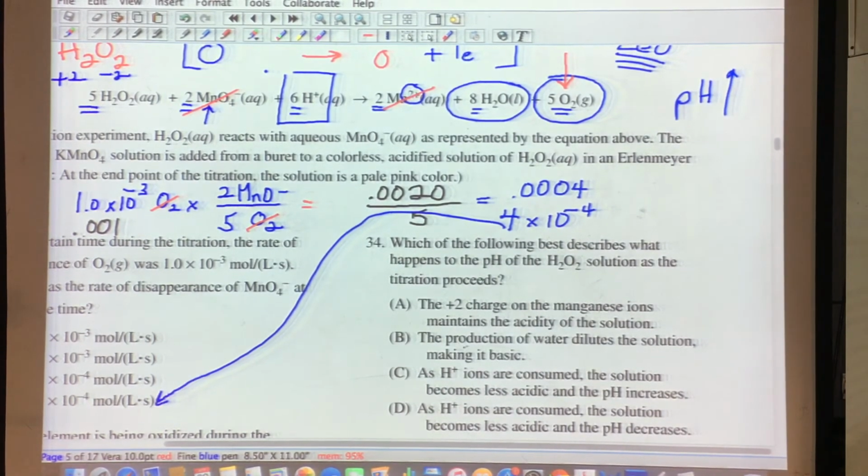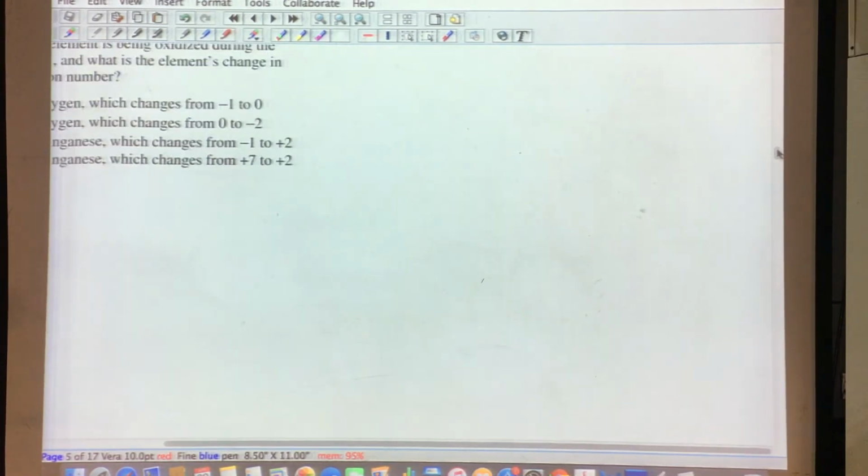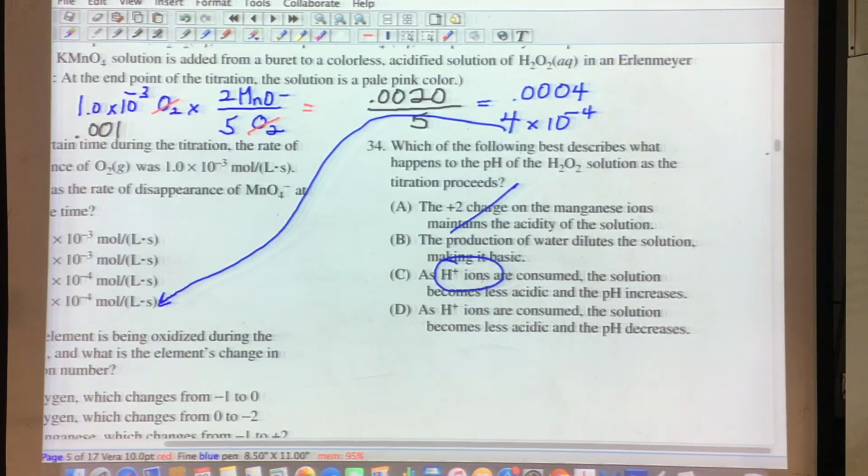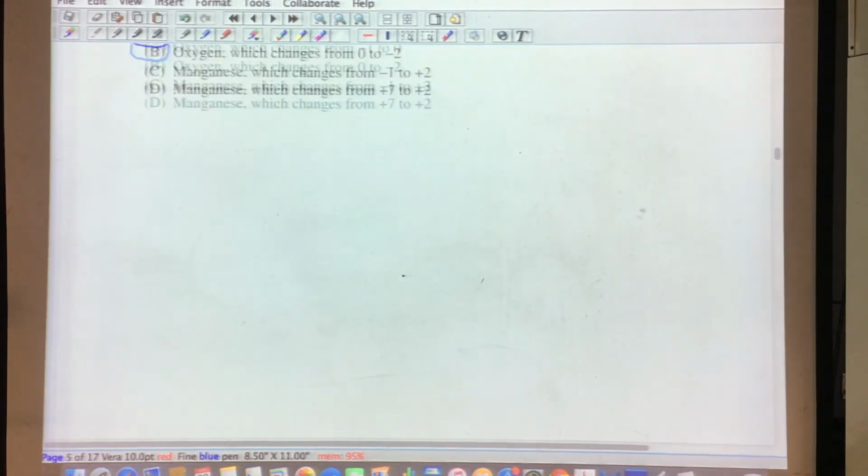So the production of the water, nah. H2 charge, nah. The H+ ions are consumed, right? We're losing our protons. So therefore, the pH has to rise. That's your best answer. Okay, so the solution becomes less acidic. 34 is a C. All right, 35.